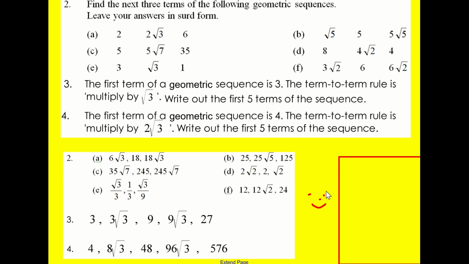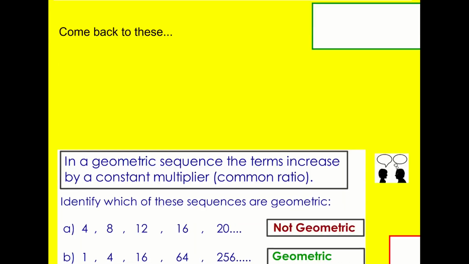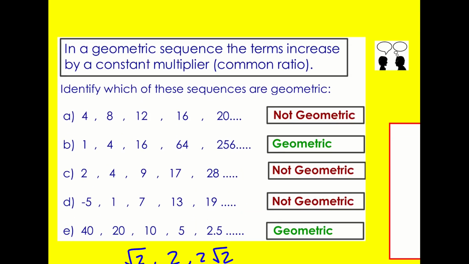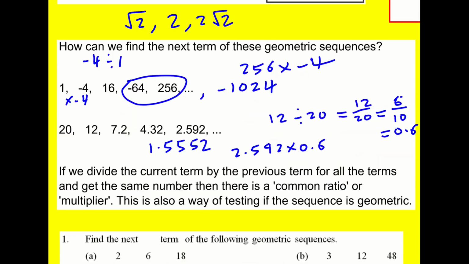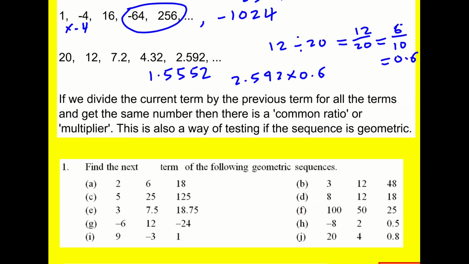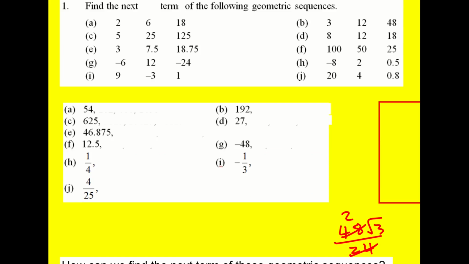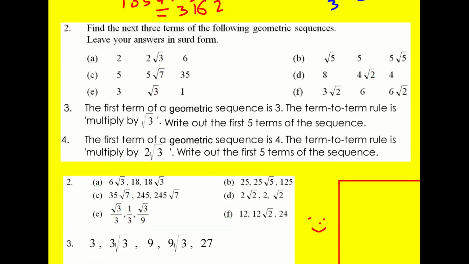We've made a good start at geometric sequences. We've learned what a geometric sequence is. We have identified whether a sequence is geometric or not, and then we've been looking at finding the next term, including dividing, or timesing by a fraction. We've had negatives, and then we've looked at surds.